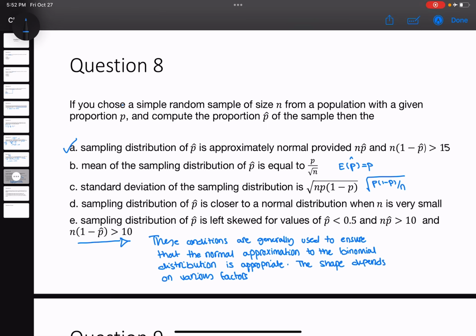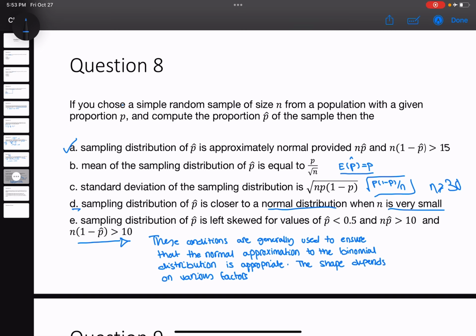The mean of the sampling distribution of p hat is equal to p over n. Note the mean is the expected value of p hat, which is p. The standard deviation of the sampling distribution is n times p times 1 minus p, but the right form is the square root of p times 1 minus p divided by n. The sampling distribution of p hat is closer to a normal distribution when n is very small. We know the sampling distribution will get closer to a normal distribution when n is large, basically greater than 30.